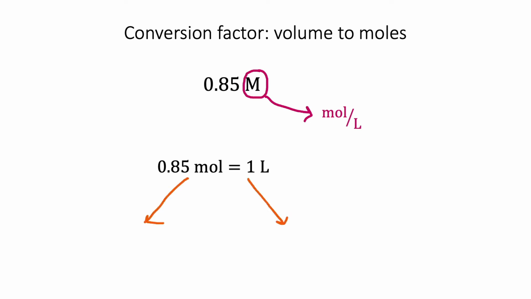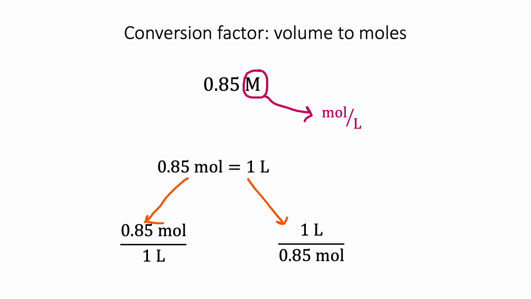And in fact, you can write two conversion factors from that. And one of them will look very familiar. It's 0.85 moles divided by 1 liter, which is how we probably calculated that we had a 0.85 molar solution. The other way you can write it is the inverse: 1 liter divided by 0.85 moles. Both of these are conversion factors. Both of these are equal to 1.